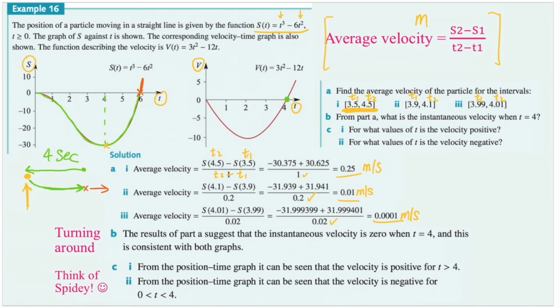And question C says, for what values of t is the velocity positive, and for what values of t is the velocity negative? So think of Spidey. We can say that the velocity is positive when t is greater than 4. So that's when Spidey is climbing up the curve. And the velocity is negative between 0 and 4. That's when Spidey is sliding down.